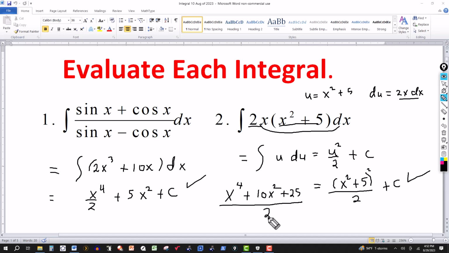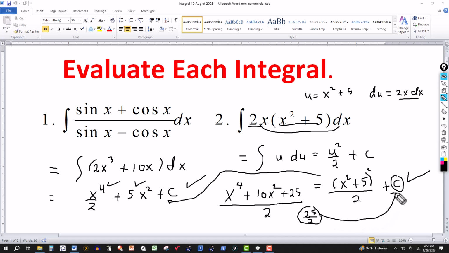Now they're both answers. So let's check this out. X to the 4th, dividing here by 2, x to the 4th over 2 gives me that term there, no problem. 10x squared over 2, 2 into 10 gives me 5. I get this term right here. But then I get a 25 over 2 left over. So this answer over here is the same thing as this one over here, except I have an extra constant. But that's okay. That's why we have this constant C over here. This can absorb any other constant that we have. So I could just say this 25 over 2 is absorbed into this constant right there.